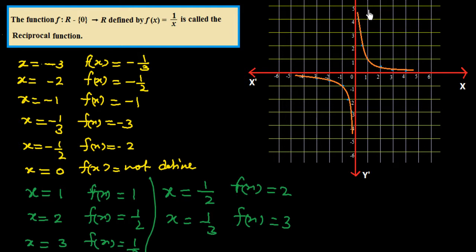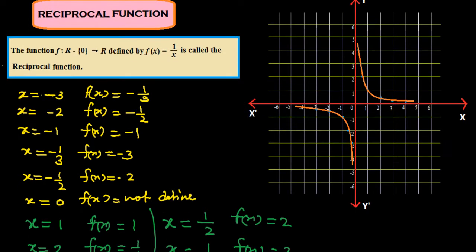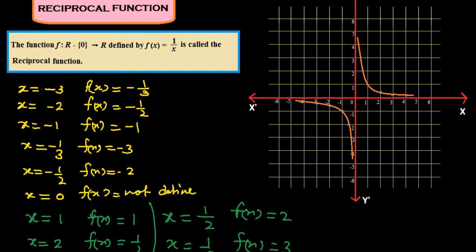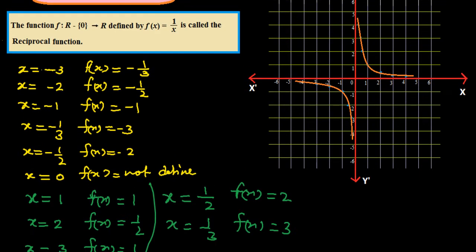In this way you get this graph. So you see this is the mapping of this reciprocal function. Now we find out the domain and range according to this mapping. So we see the domain.